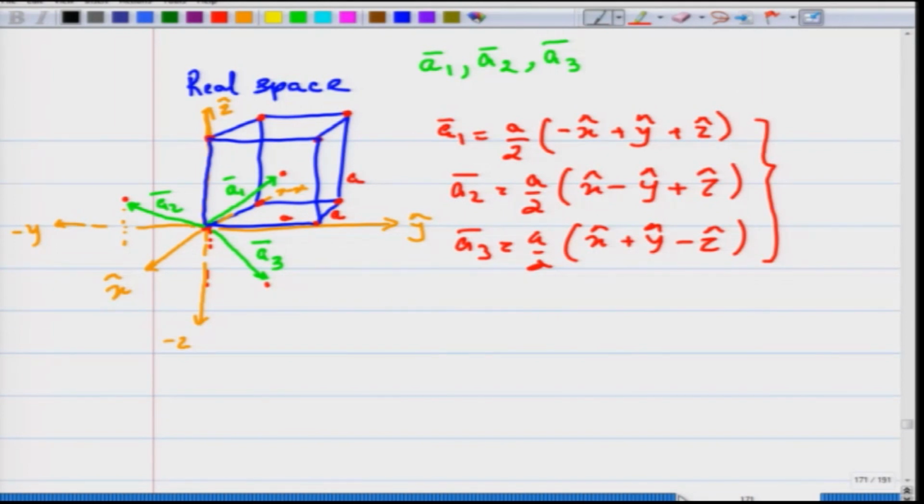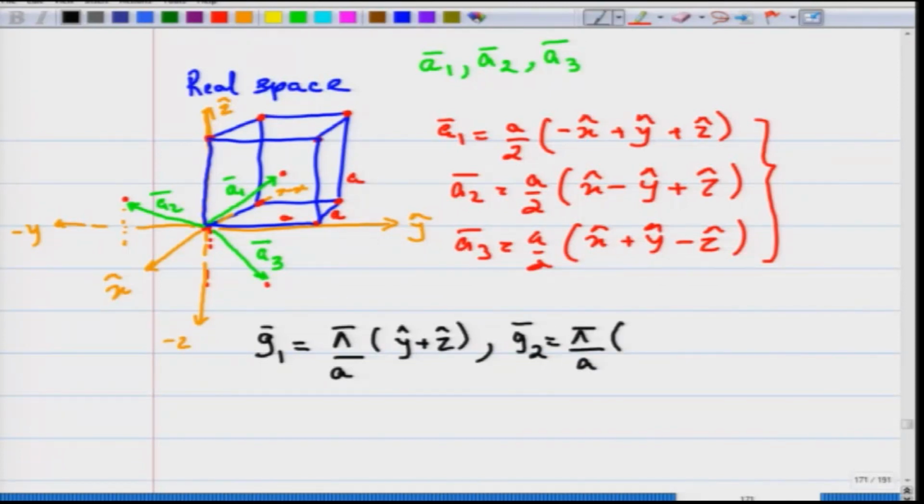So, using a1, a2 and a3, we can write down our vectors in reciprocal space. The fundamental vectors in reciprocal space are: g1, which is pi by a times y cap plus z cap, g2, which is pi by a times x cap plus z cap, and g3, which is pi by a times x cap plus y cap.